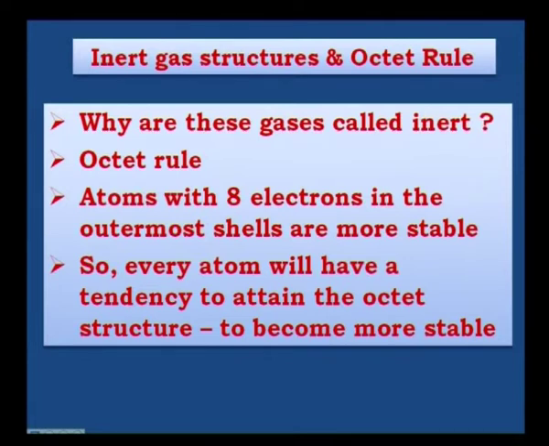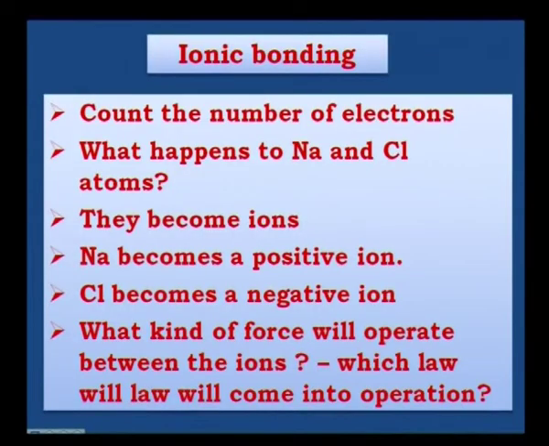Why are these gases called inert? As I told you, atoms with 8 electrons in the outermost shells are more stable. So, every atom will have a tendency to attain the octet structure, in order that it becomes very stable, right. So, when we pass on to ionic bonding and covalent bonding, you will understand these things better. Now, we will pass on to the ionic bonding.